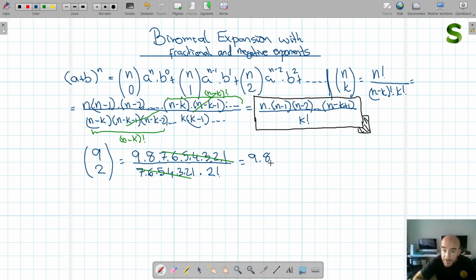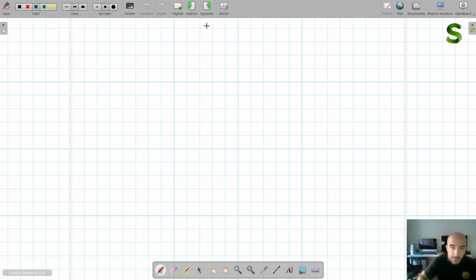Why do we finish in 8? Because it's n minus k plus 1, which is 9 minus 2 is 7, plus 1 is 8. So we finish in 8, divided by k factorial, which is 2 factorial. Okay, so this is what we're going to use in negative and fractional exponents. Let's do a pair of exercises, one of each.